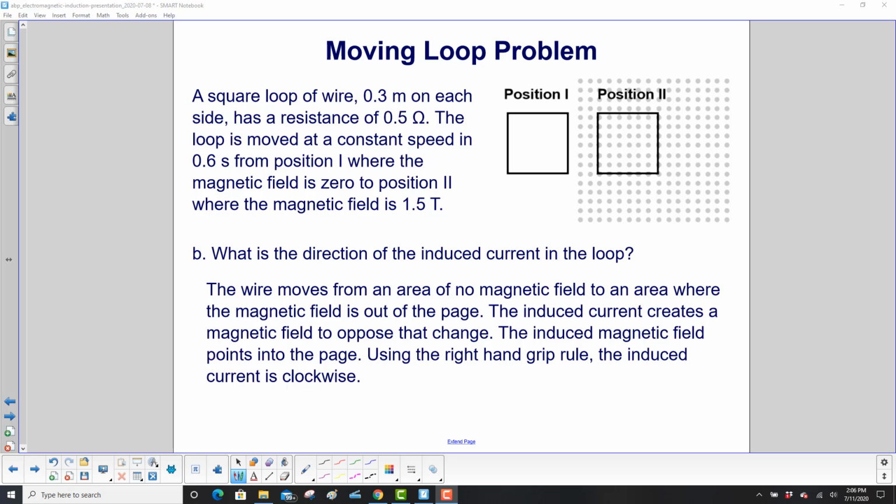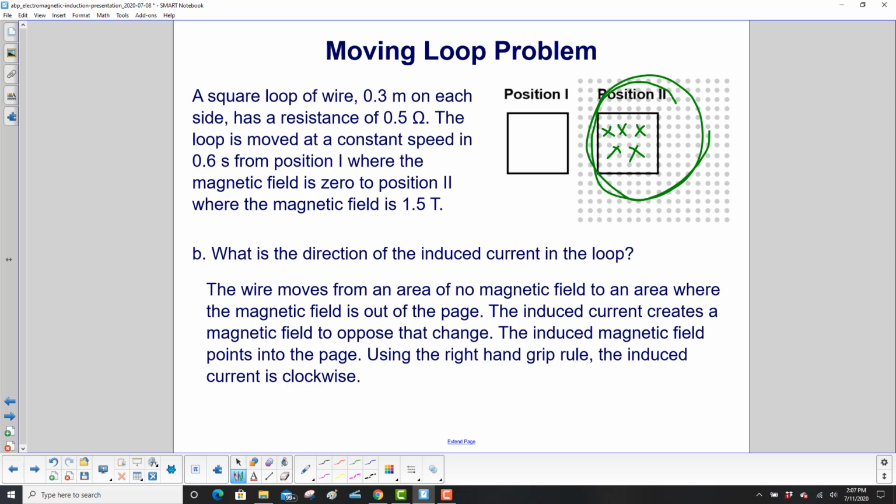What is the direction of the induced current in the loop, as it's there in the field? The wire moves from an area of no magnetic field to an area where the magnetic field is out of the page. The induced current has to create a magnetic field to oppose that change in flux. So how do we do that? There's all these out of the page vectors, so we need to create magnetic field into the page, right? This is Lenz's law.